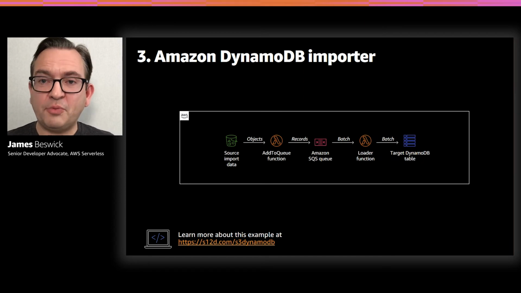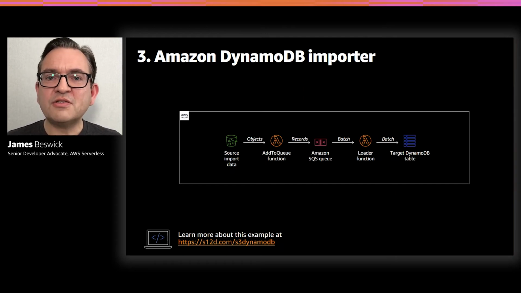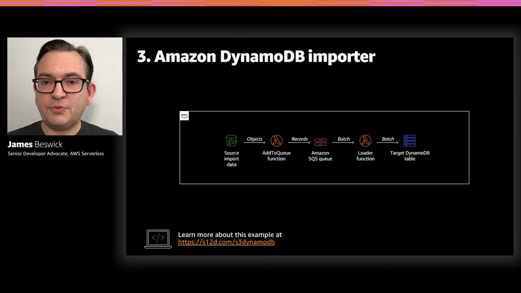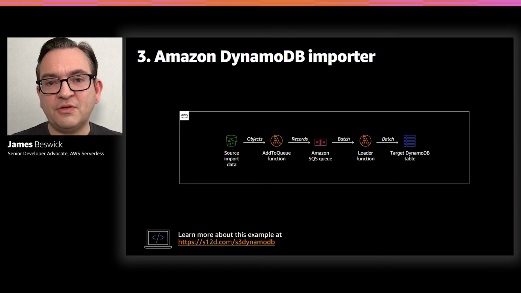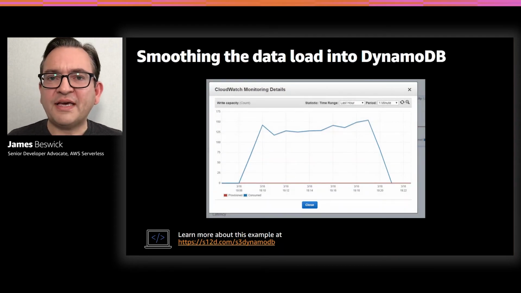So the really important part here is the role of SQS. This buffers the import process, and without it, the writes to DynamoDB would be highly variable if the traffic increased. You can then use the loader function to manage the throughput, which is controlled by the batch size, that's the number of messages fetched from SQS per invocation, and also the concurrency of the Lambda function. The resulting effect is to smooth out the data loading process.